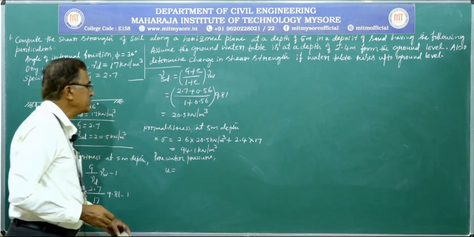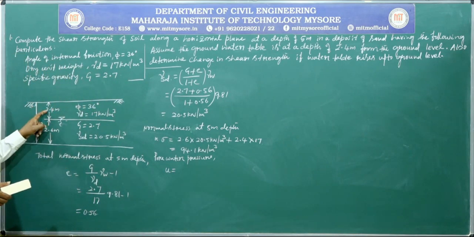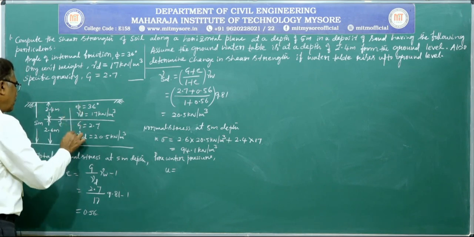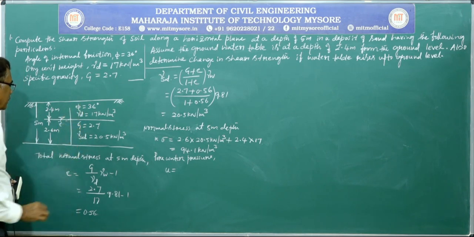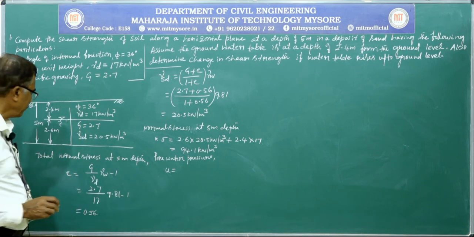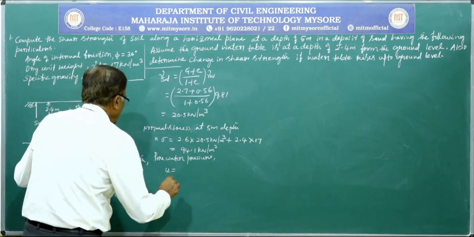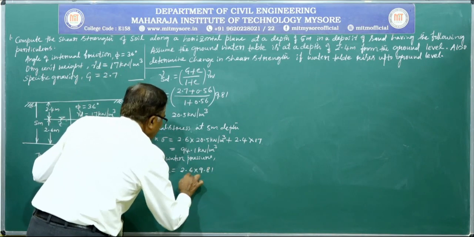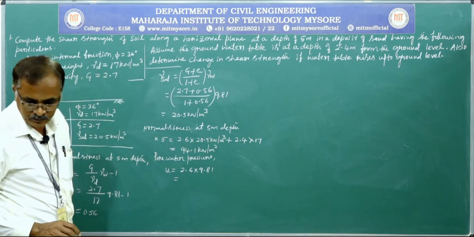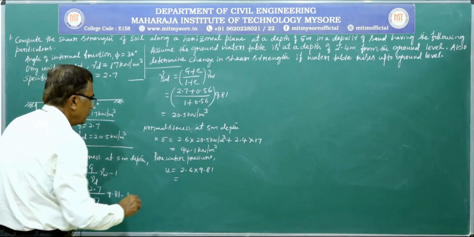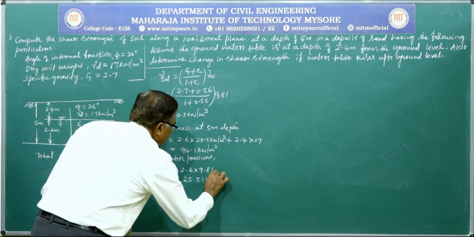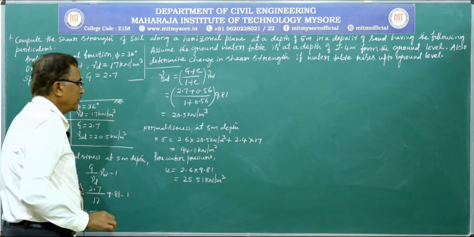U is equal to, you can see here, water table is at a depth of 2.4 meter below ground level. If you insert piezometer at the depth of 5 meter, water level will rise only up to 2.6 meter from bottom. Therefore, U is equal to 2.6 into 9.81 unit weight of water, that is equal to 25.51 kilonewton per meter square.